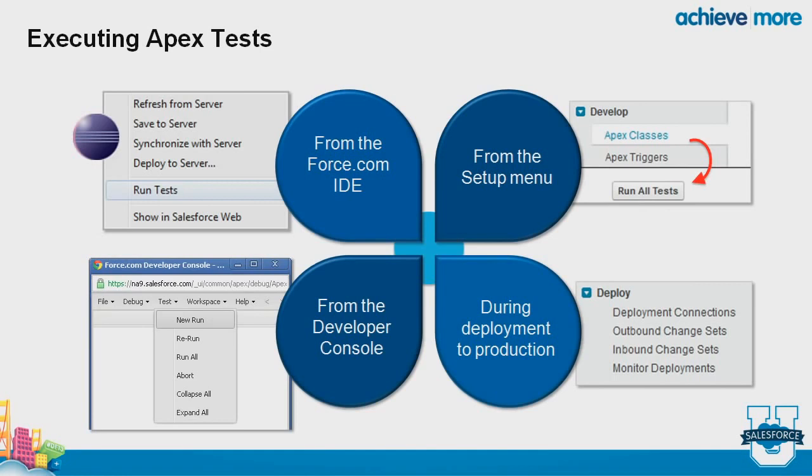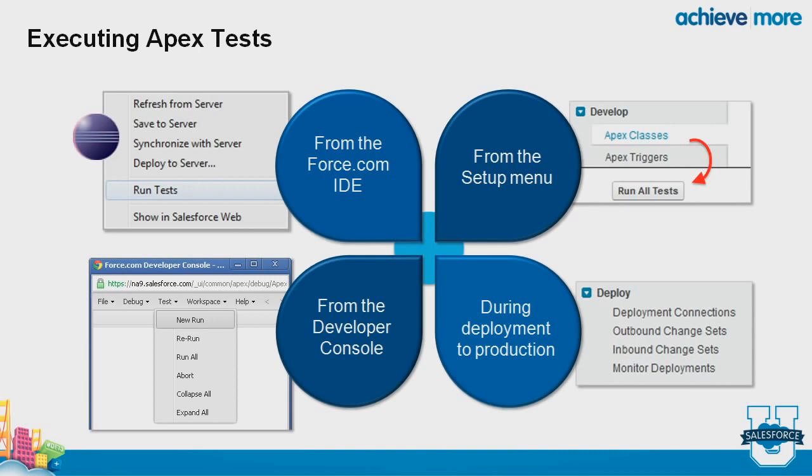All right, so you have written the tests. How do you run them? Well, there are a few ways in which you can run them. The first one is inside Eclipse. For the IDE, you go to the classes and you right-click and run test, or go to one class and run the test for that class.